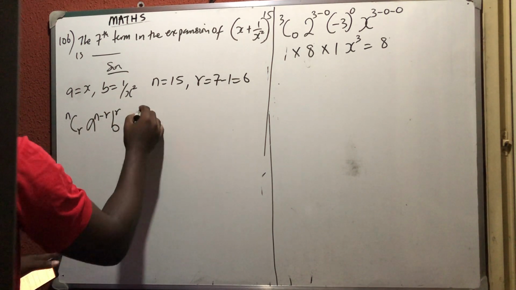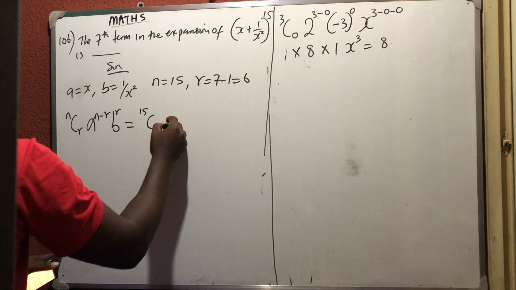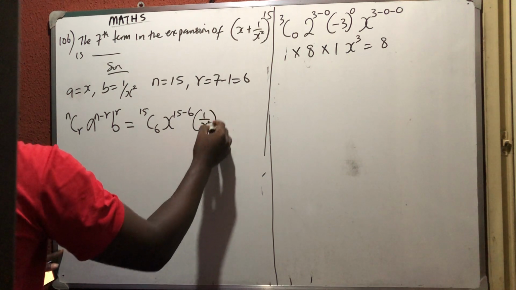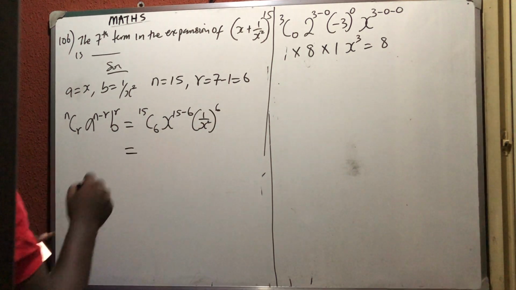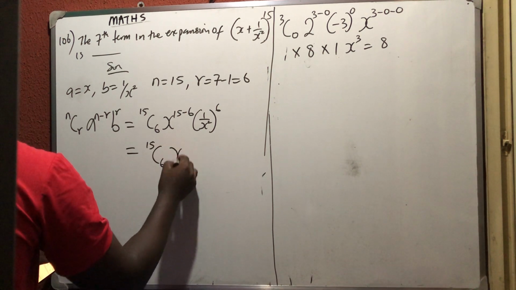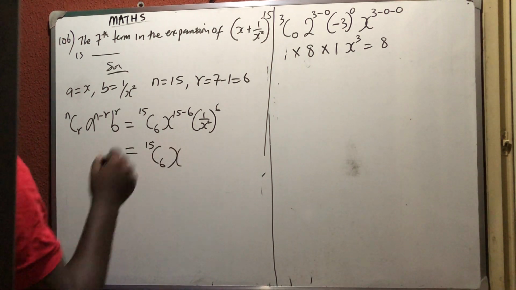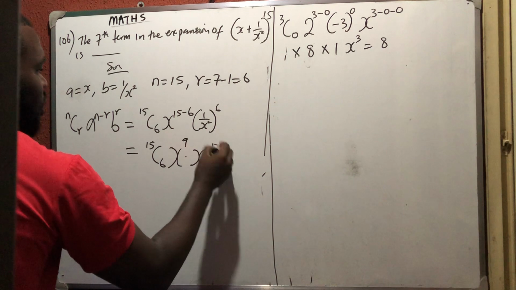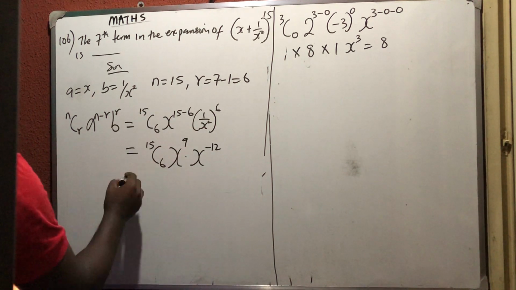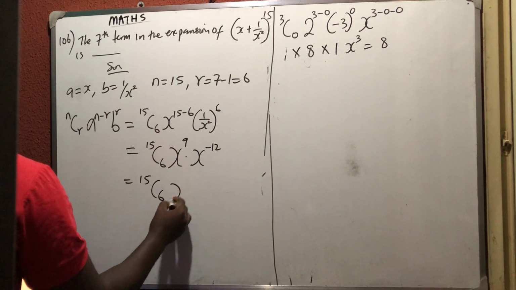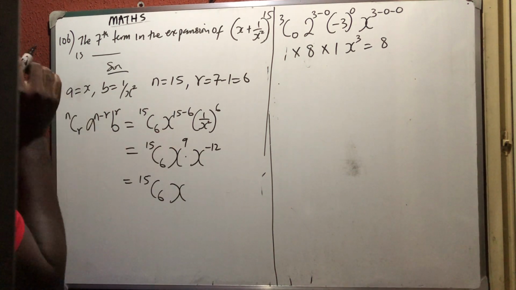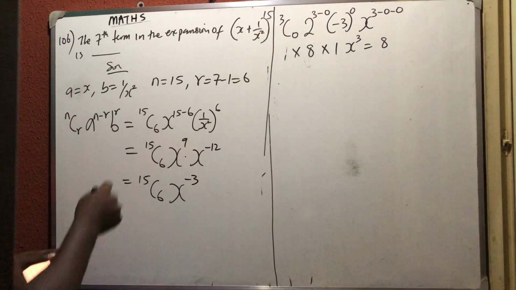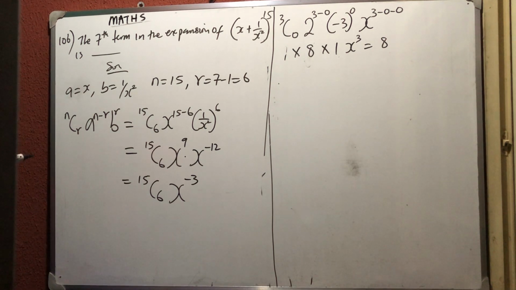We are having 15 combination 6, then x raised to power 15 minus 6, and then 1 over x squared raised to power 6. So what do we have now? 15 combination 6, x raised to power 15 minus 6 will give you 9, x raised to power 9, then x raised to power, this time this will give you minus 12 because of 1 over. So I'm having 15 combination 6, x raised to power 9 minus 12. 9 minus 12 will give you minus 3, right? Minus 3. So if you do that, you get your answer.